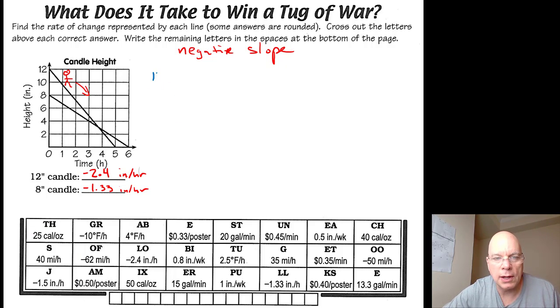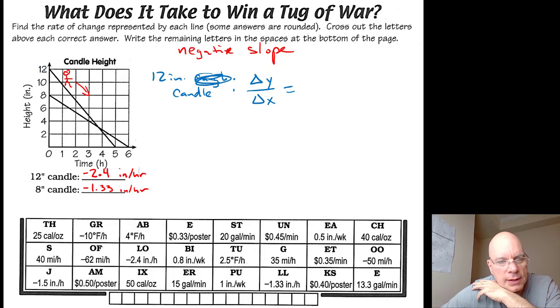For the 12-inch candle, interesting spelling of candle there, the rate of change, the slope, I'm going to have to pick 2 points, and this is a nice point for sure. I know that's 0, 12. This is not a good point. That's not a good point. No, no, no. Oh, that's so close to being a good point, but it's not really on the intersection. But way down here is good. That's good. That's 5, 0.